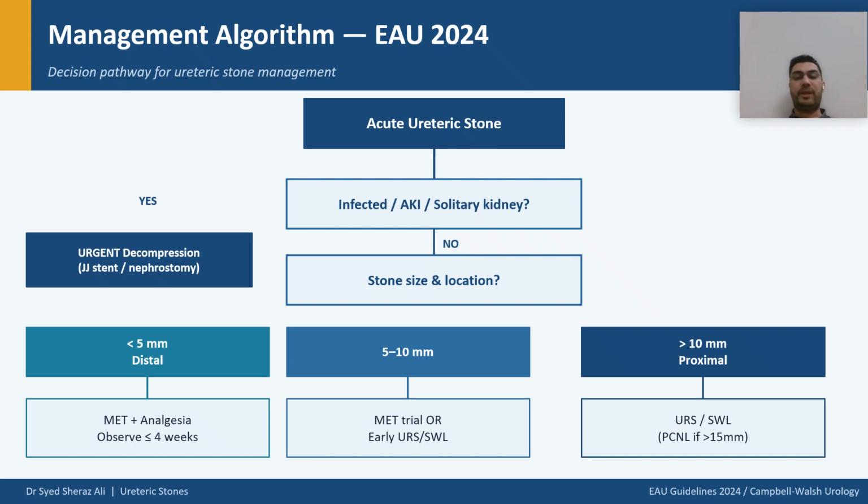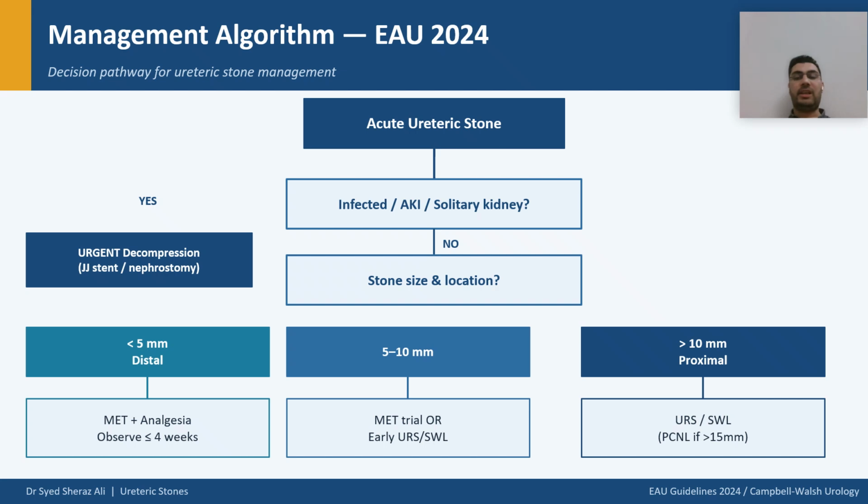to guide further management. Small stones less than 5 mm, particularly in the distal ureter, are managed with medical expulsive therapy, tamsulosin, and adequate analgesia. We observe for up to 4 weeks. For medium stones, 5 to 10 mm, we can either try MET or proceed directly to early intervention with URS or ESWL, depending on the patient preference, stone location, and symptom burden.